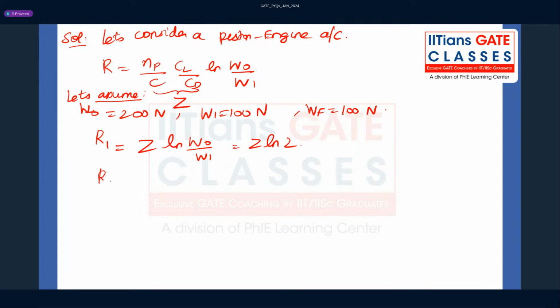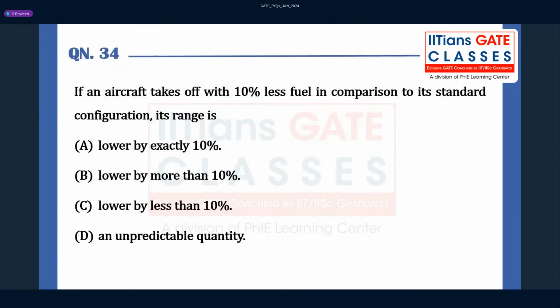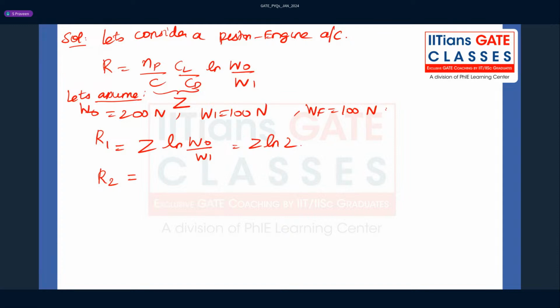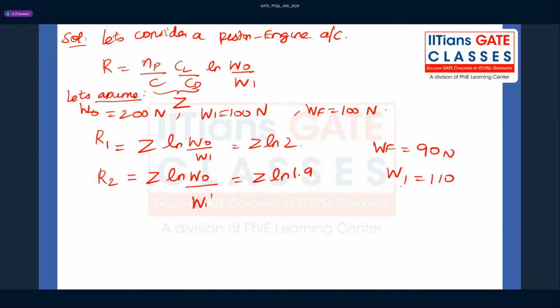Now in the second case, the aircraft takes off with 10% less fuel. So your fuel is reduced, and I will have Z times ln of W naught by W1 prime. That will become Z ln of 1.9. Because if fuel is reduced by 10%, now fuel is 90, and W1 is simply 110. If you divide 200 by 110, you will get 1.9. Understood how we got this 1.9, right?